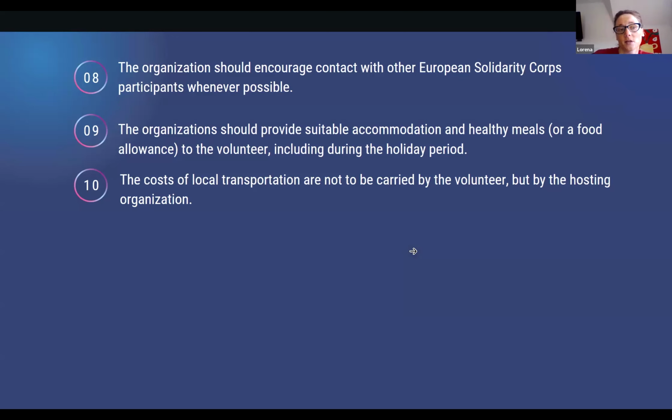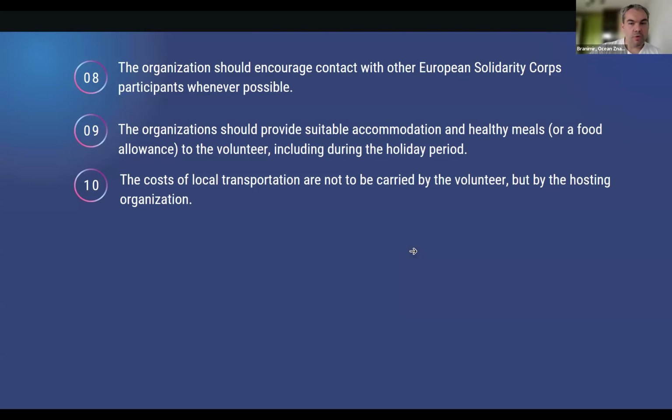But normally, typically, as in a work relationship, they should have holidays, as they do according to program rules, and then they should have everything covered during the holiday times as well. So I think this is clear in the guidelines. Thank you, Lorena. This is true about the interruption days. Thank you so much.